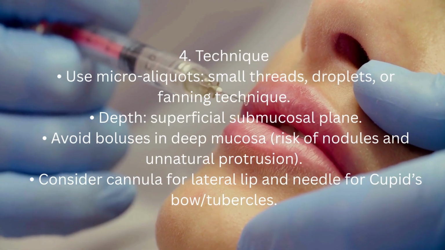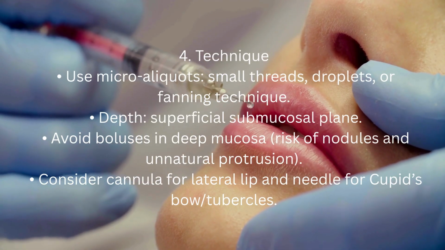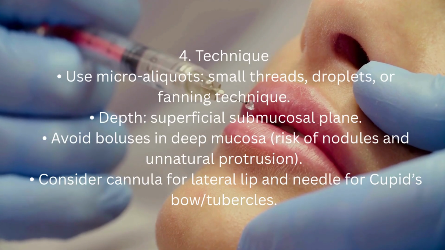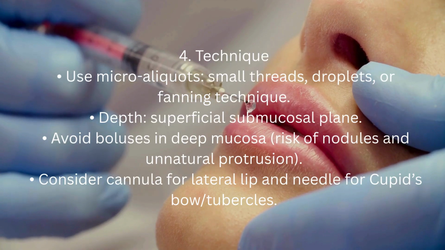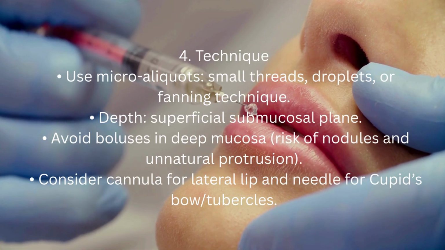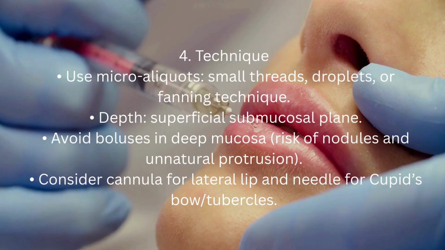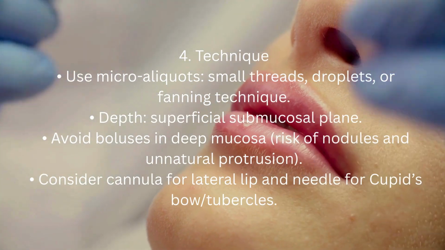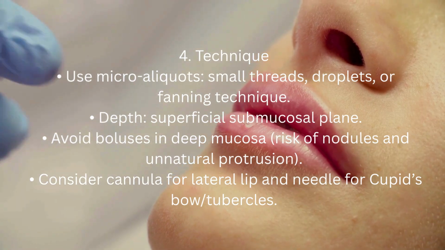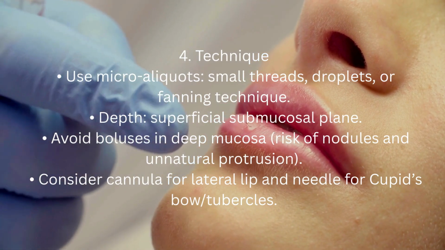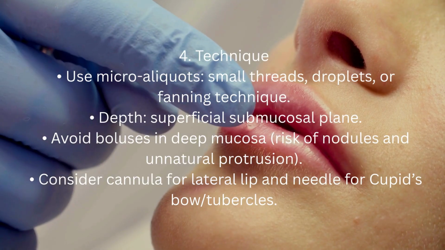Technique varies. One may use micro aliquots, small threads, droplets, or fanning technique. The depth is usually in the superficial submucosal plane. Avoid boluses in the deep mucosal plane to prevent nodules or unnatural protrusion. Consider using a cannula for lateral lips and needle technique for the cupid's bow and the tubercles.